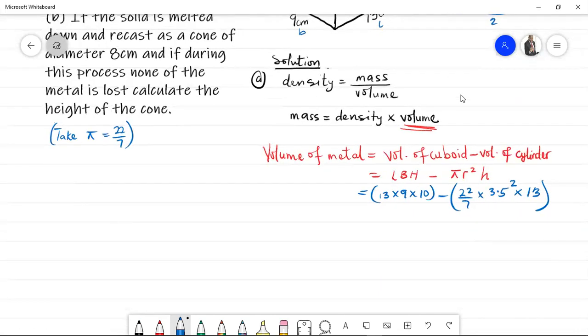So multiply your values and get your results. When you do the multiplication, this is going to be equal to 1170 minus, and when you do the calculation of your 22 over 7 times 3.5 squared times 13, you should get 500.5. So when you subtract, the final answer should give you 669.5 centimeter cubed.